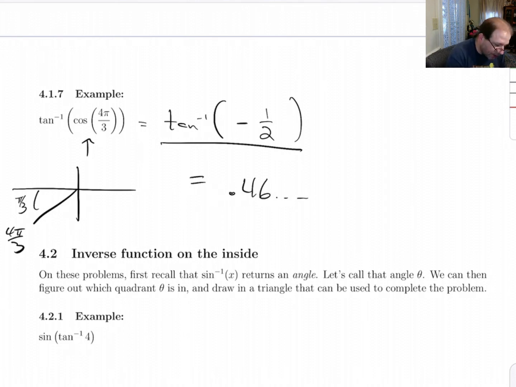I'm going to double check that on here. Inverse tan of cosine of 4 pi over 3. Yeah, I get negative 0.46. Yeah, I left my negative off.